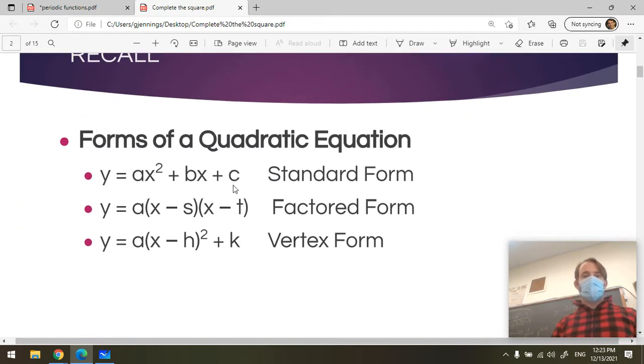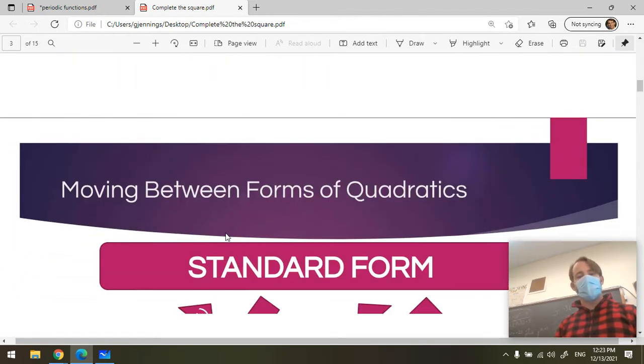But here's our standard form. We know that we can take standard form and convert that to factored form. That's what we learned last unit. And going from vertex form today, we can convert that to standard form just by expanding this exponent and then collecting our like terms. It'll give a standard form. Then we can factor it. That's great. But what if we want to go from standard form to vertex form? Let's take a look, everybody.